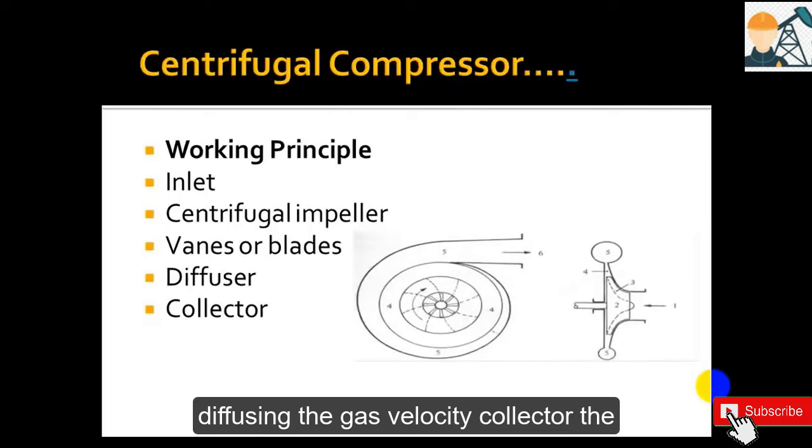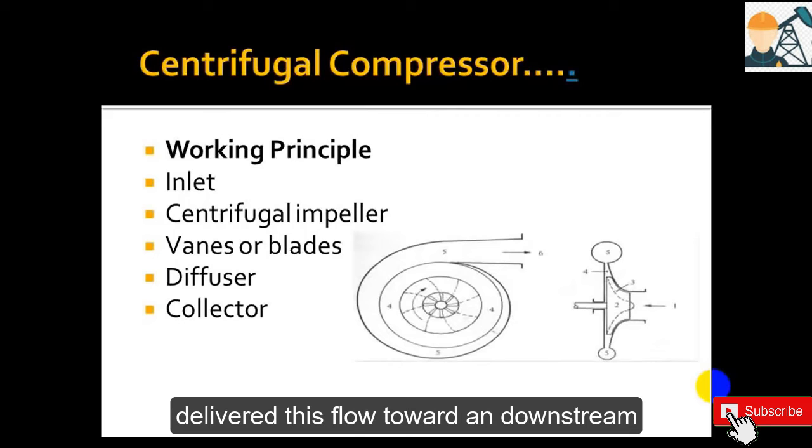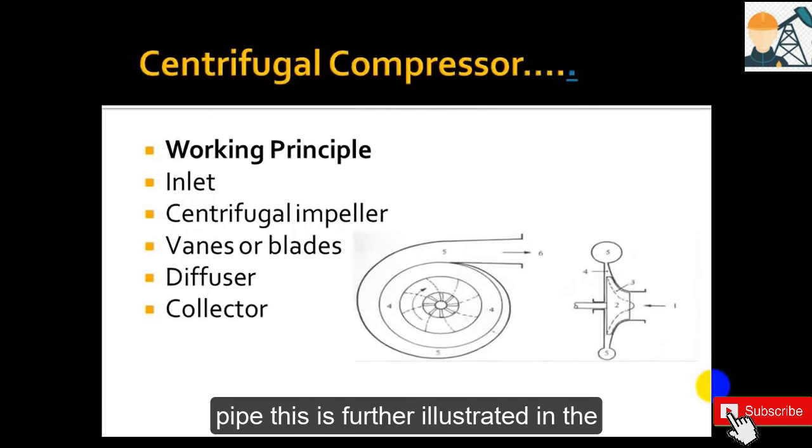Collector. The collector may be termed as the volute casing. As the name implies, a collector's purpose is to gather the flow from the diffuser's discharge annulus and deliver this flow to a downstream pipe. This is further illustrated in the diagram.